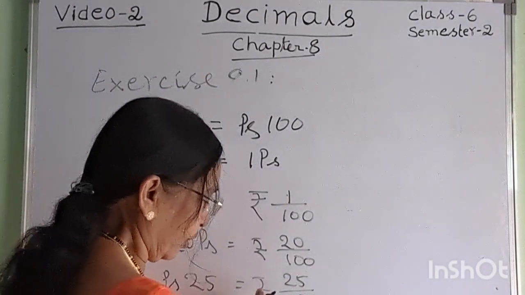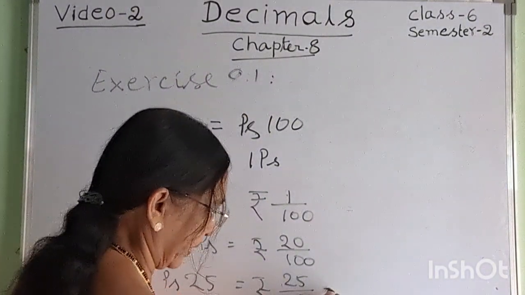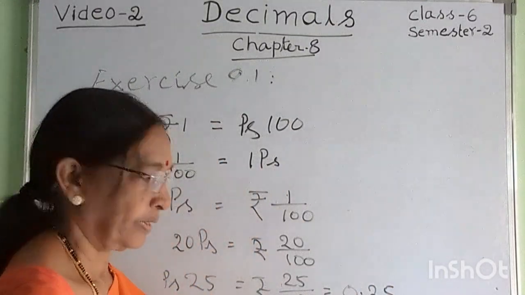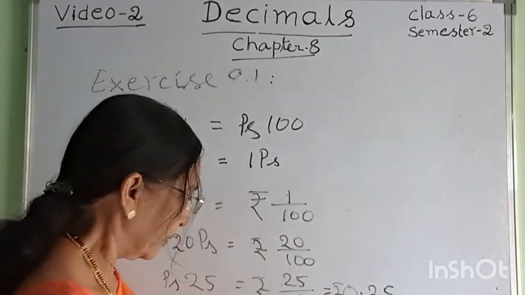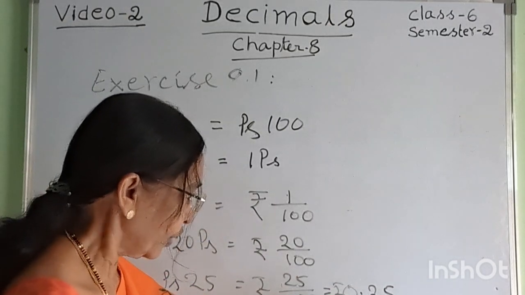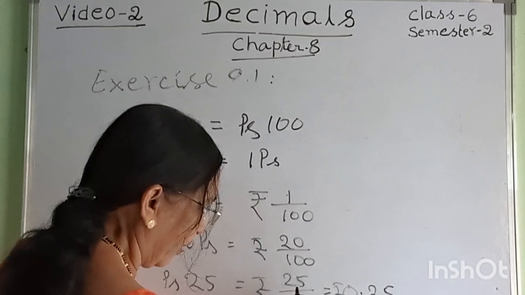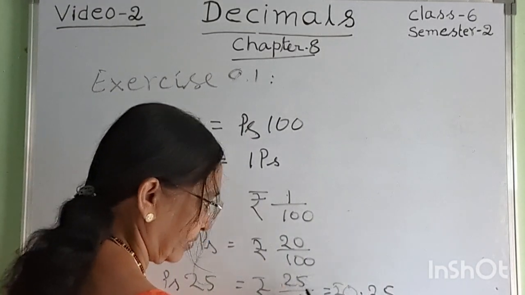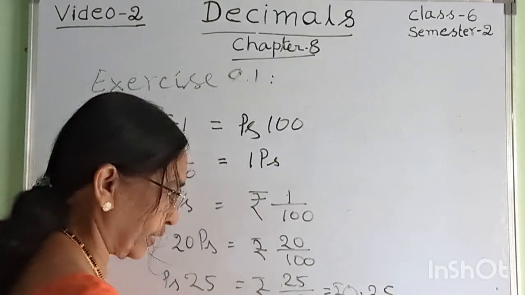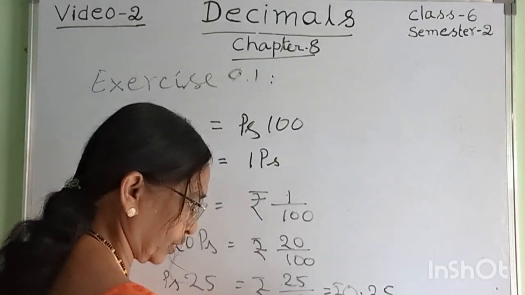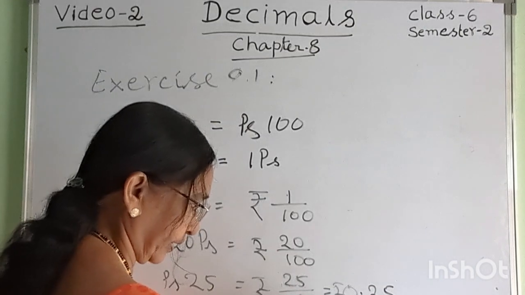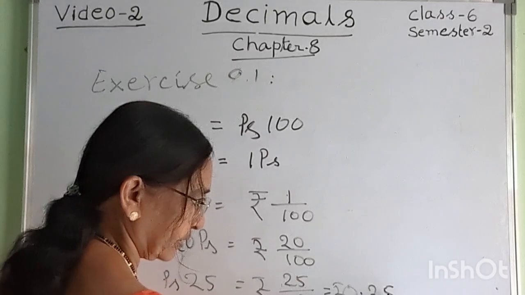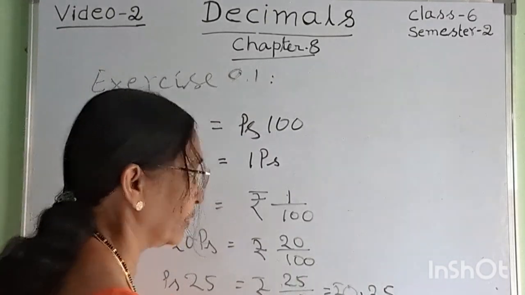So if we write this in decimal numbers, this becomes 0.25 rupee. Because we are dividing by 100, we have to put the decimal point 2 digits from right to left. When there are 2 zeros in the denominator, 100, count 1, 2 and put the decimal point.